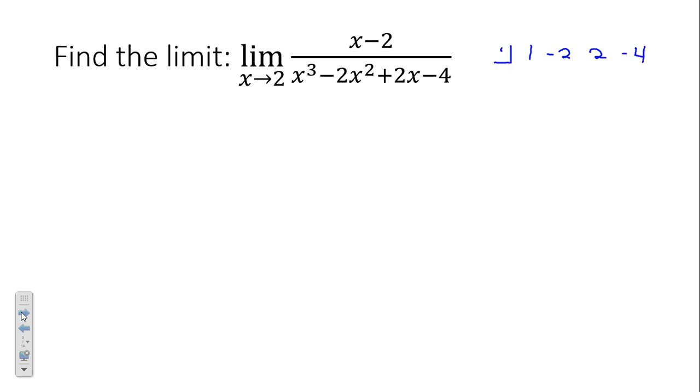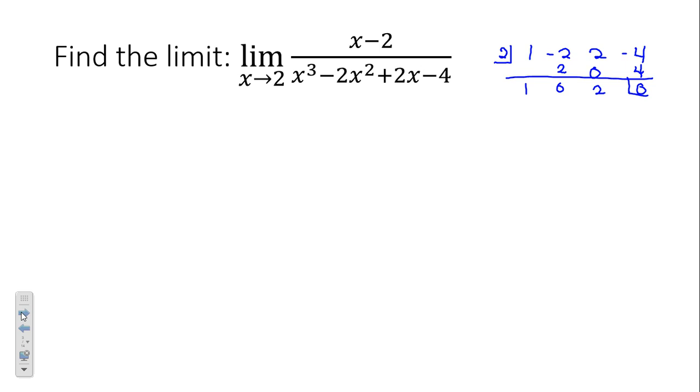If I synthetically divide and see what my remainder becomes, I'm going to divide 1, negative 2, 2, negative 4 by a positive 2. I drop my 1. 1 times 2 is 2. Adding, I get 0. 2 times 0 is 0. Adding, I get 2. 2 times 2 is 4. Adding, I get no remainder. So when I plug that in, I will get a 0 in the denominator. So we have to do something about that.